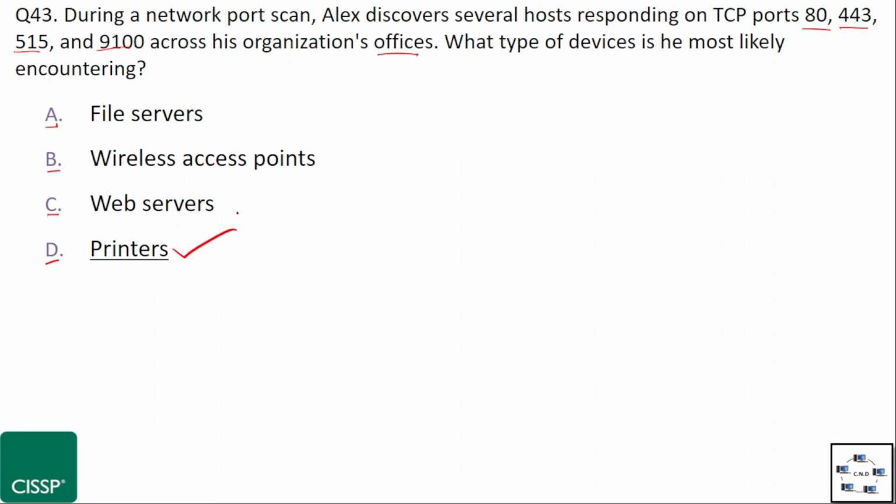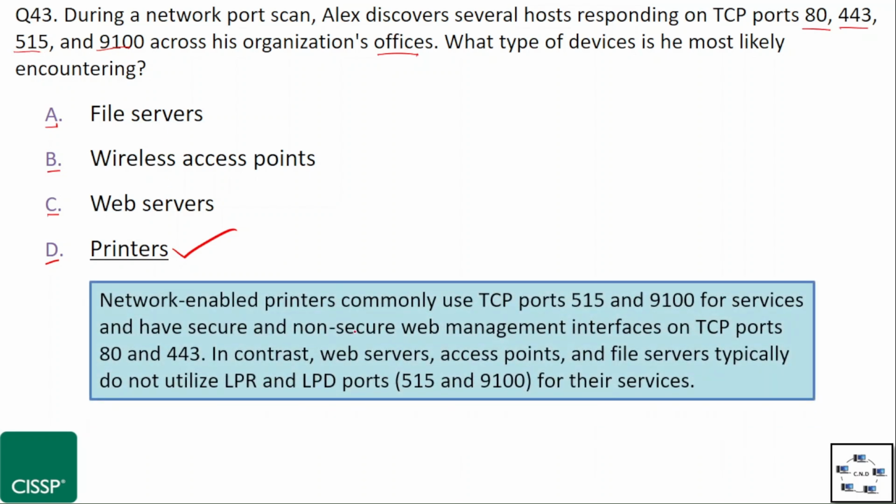So these ports, specifically port 515 and 9100, are used by printers. Network-enabled printers commonly use TCP ports 515 and 9100 for services and have secure and non-secure web management interfaces on TCP ports 80 and 443. In contrast, web servers, access points, and file servers typically do not utilize LPR and LPD ports, that is 515 and 9100, for their services.